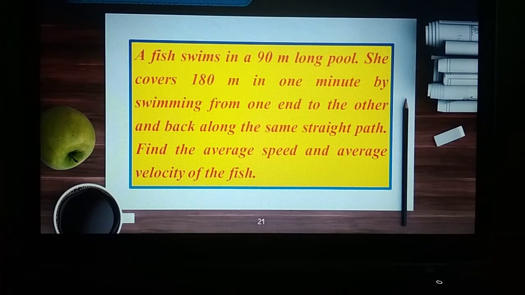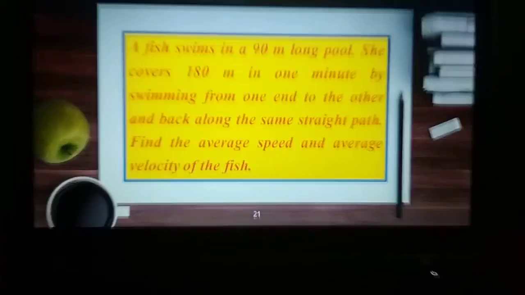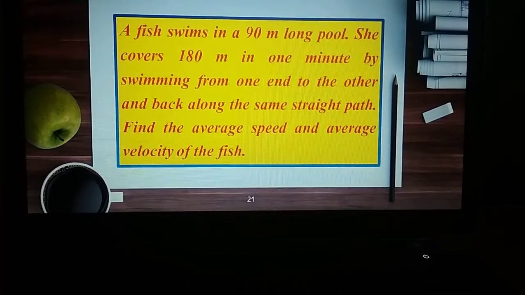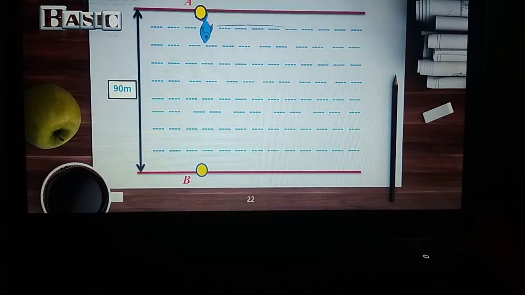Here one thing is that the length of the pool is 90 meter and it covers 180 meter in 1 minute. That means it is covering from one end to the other end. Like this. Here it's a fish. It goes from point A to point B and then instantly goes from point B to point A.